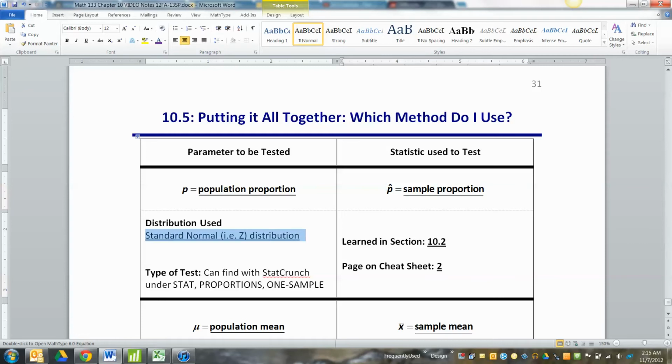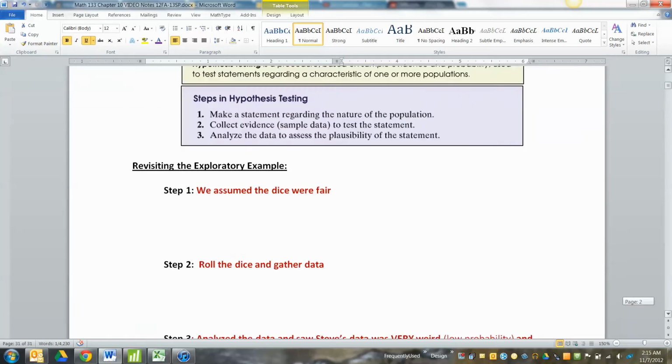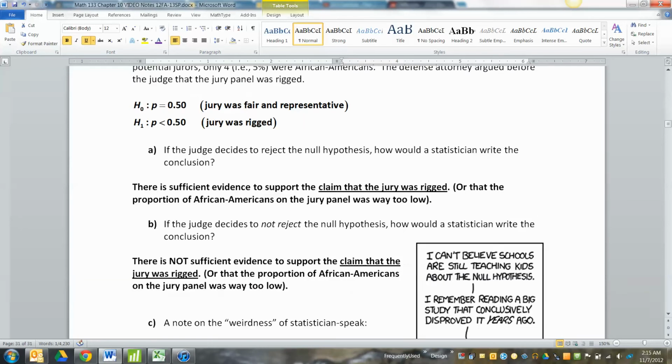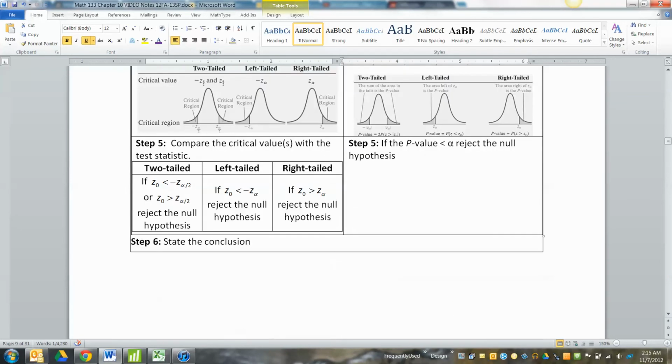That means you'll be using the normal distribution, and you find that with StatCrunch under Stat, pick proportions, pick one sample. And then you'll have to make a choice of data or summary, but it'll almost always be summary in our class. So that'll be the option. We learned that in section 10.2. And on your inferential statistics cheat sheet, that's page 2. Page 2 would be what we have back here. All right, hold on. It's 10.1. There it is. 10.2. This guy right here with all these instructions.